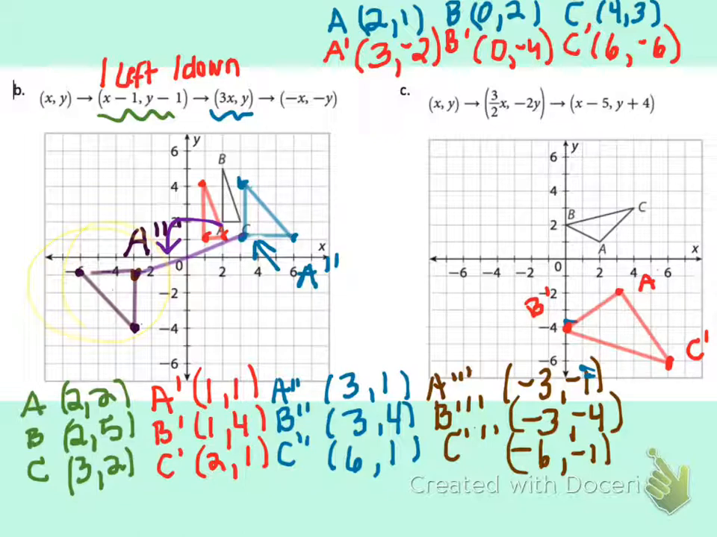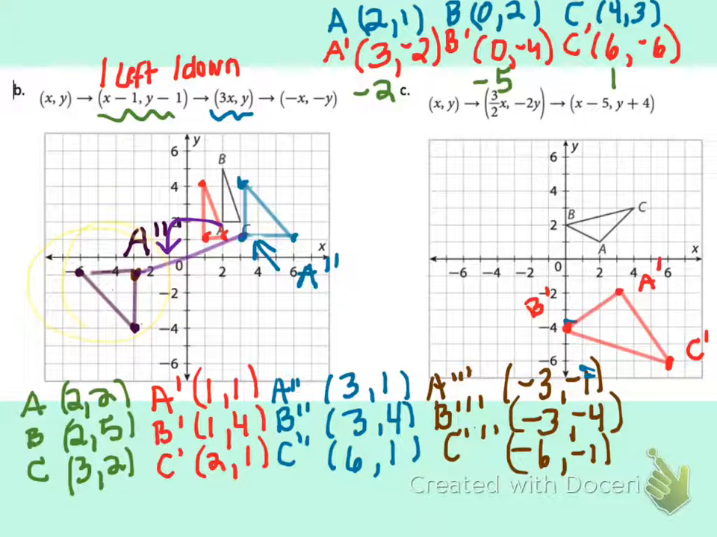So now the final transformation, I'm just going to take these figures, or this new figure, and I'm going to go ahead and subtract 5 from the x's, and I'm going to add 4 to the y's. So subtract 5 from the x's would make this -2, make this -5, and make this 1. And then add 4 to the y's.